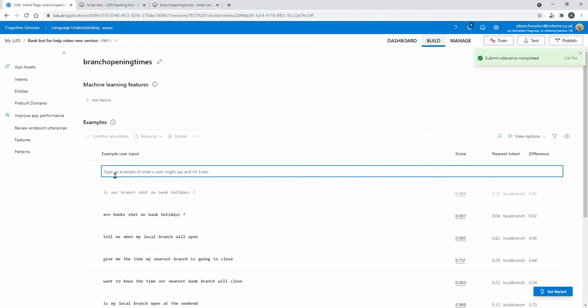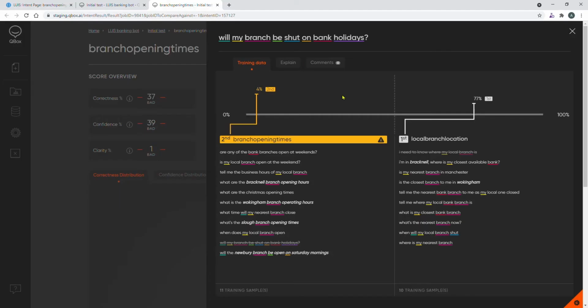Okay, going back to QBox, I've also just spotted one piece of training data here. When will my local branch shut? That really doesn't fit in this intent and should be moved to my branch opening times 1. Looks like this was just simple human error and it can easily be fixed, but it can be quite difficult to pick up on such errors without a tool like QBox. So we'll also move this errant one to the correct intent.